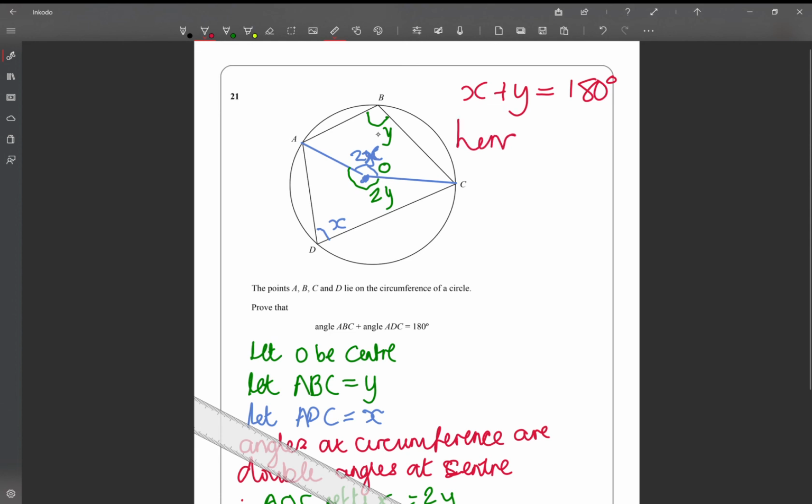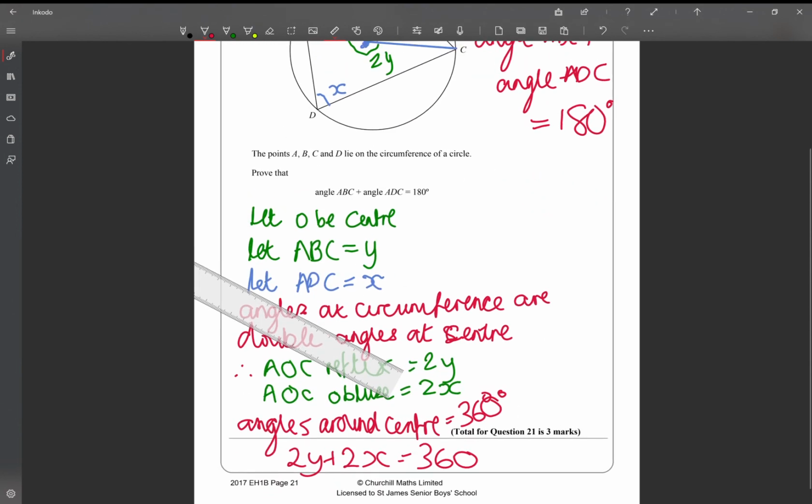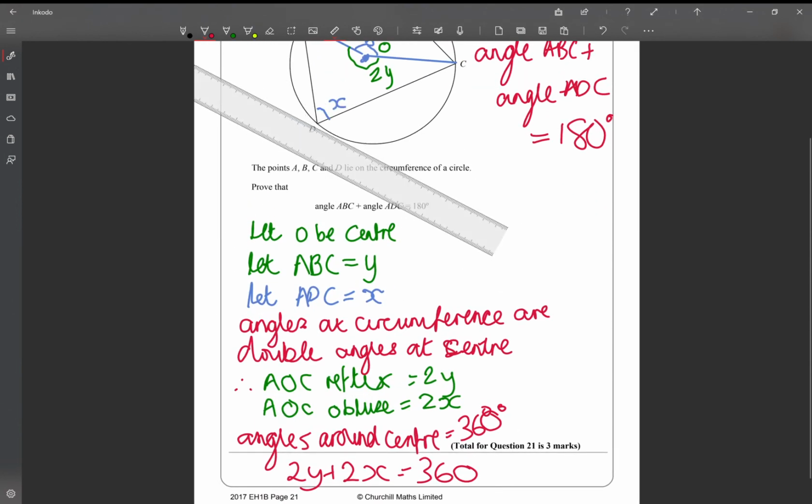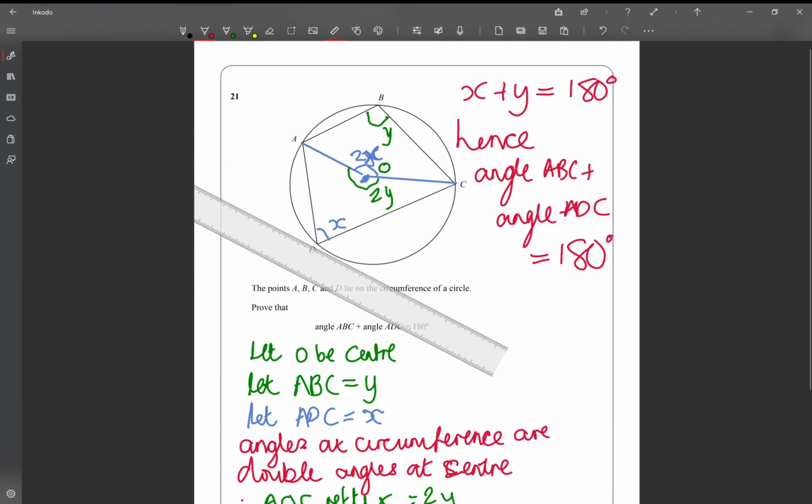Hence, angle ABC plus angle ADC equals 180. I always like to cover all bases really. You might not have needed to write that because you can see quite clearly you've proved that this plus this equals 180. But it is quite nice to wrap it up, especially if you've got the time to do that. Okay, and that's circle theorems.